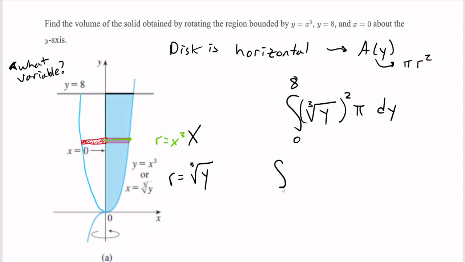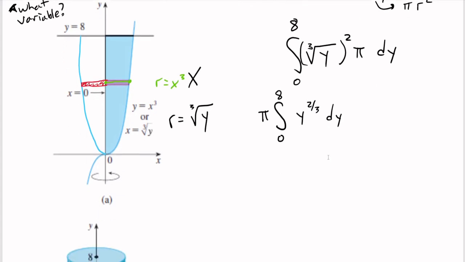Okay, so then we can take the pi out. This becomes y to the 2/3. And then we have our method, right? We know how to do this. Add 1, divide. So that's pi y. Add 1 to this, right? That's going to be 5/3. And then divide here would be 3/5. We're going to go 0 to 8.